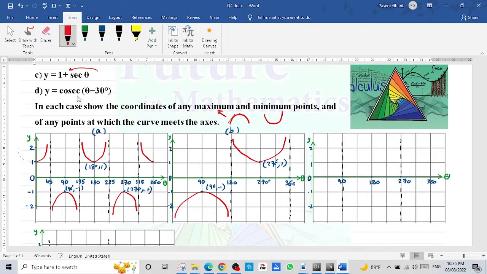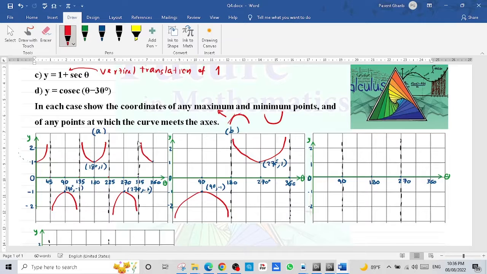Part C, y equals 1 plus sec theta. 1 plus sec theta means a vertical translation of scale factor 1, in the direction of the y-axis. Then we translate the graph of sec theta by 1 in the direction of the y-axis. So the curve moves up 1.